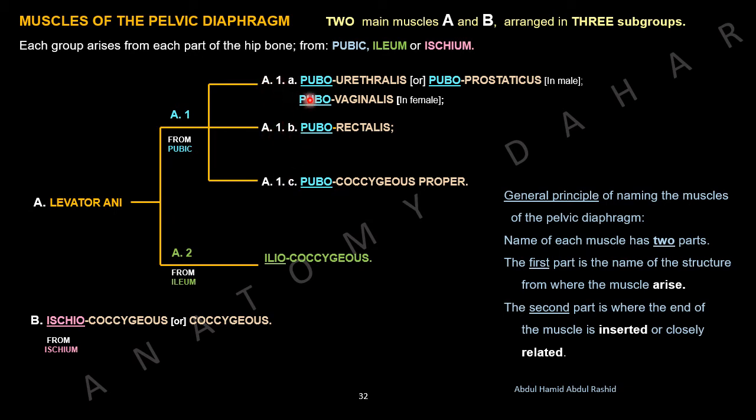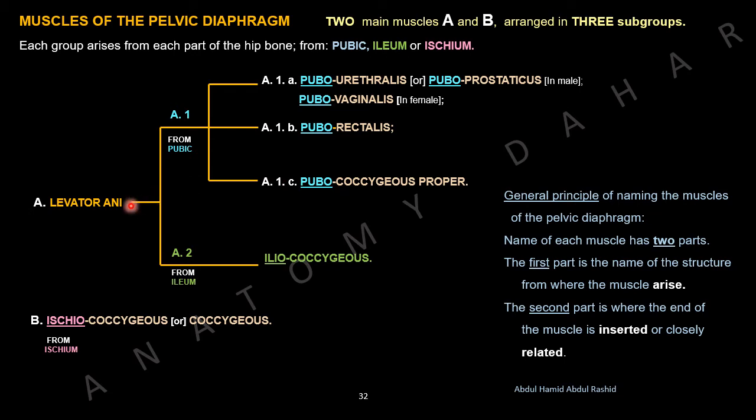A1A, pubourethralis or puboprostaticus in male, comes from the back of the pubic part to the urethra, or from the back of the pubic part to the prostate in male. In the case of female, pubovaginalis comes from the back of the pubic part to the vagina. Another muscle is A1B, puborectalis, which comes from the back of the pubic part to the rectum. The third one is pubococcygeus proper, coming from the pubic part to the coccyx. They all come from the back of the pubic part of the hip bone.